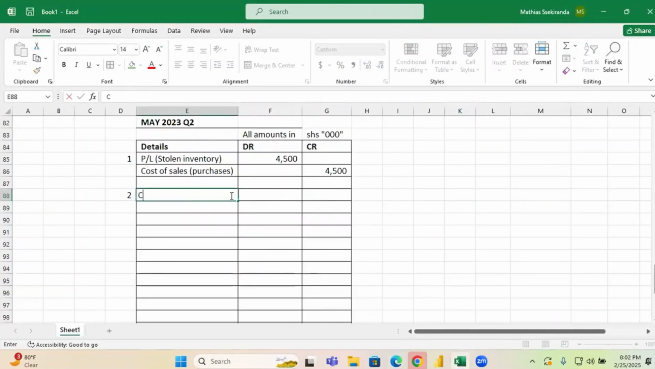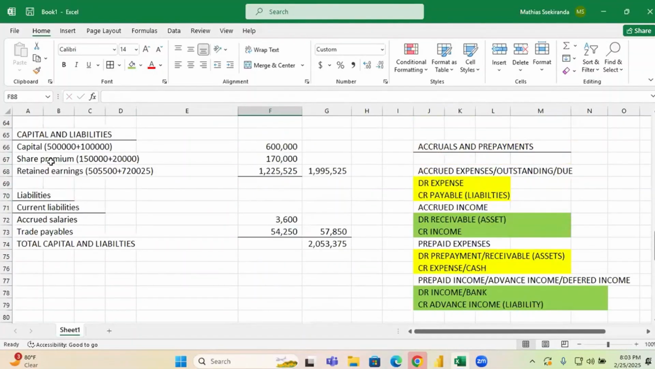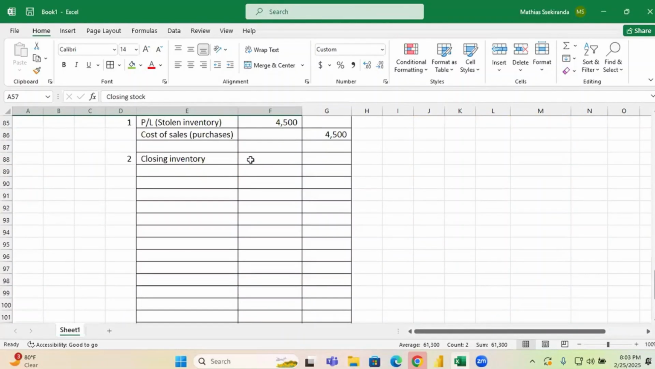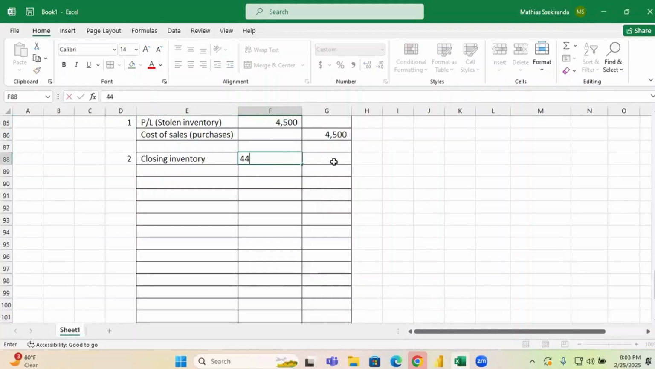Closing stock is normally an asset. That's why we put it under current assets in the balance sheet. I think you've seen it, I've put closing stock under current assets. Okay? So you debit closing stock being an asset, and you credit trading account. Why do we create trading account? I'm going to show you what trading account means.